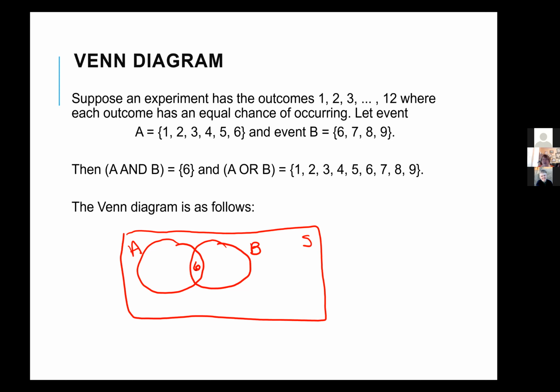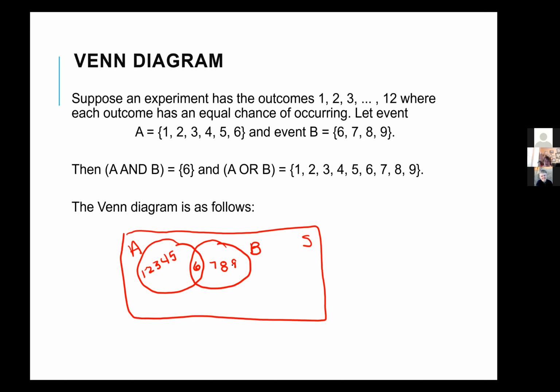Okay, so event A are the outcomes 1, 2, 3, 4, 5, and 6. So we put the 1, 2, 3, 4, and 5 over here. So we can see event A consists of the outcomes 1, 2, 3, 4, 5, and 6. Event B consists of the outcomes 6, 7, 8, and 9. And so in B, we would have 7, 8, and 9. So you can see here that event B, if we look at the circle, the entirety of B, the outcomes are 6, 7, 8, and 9.